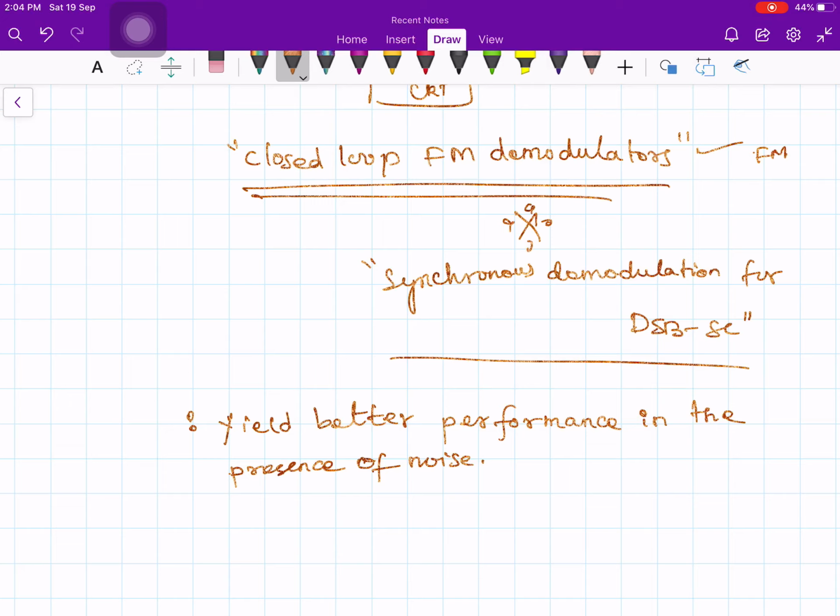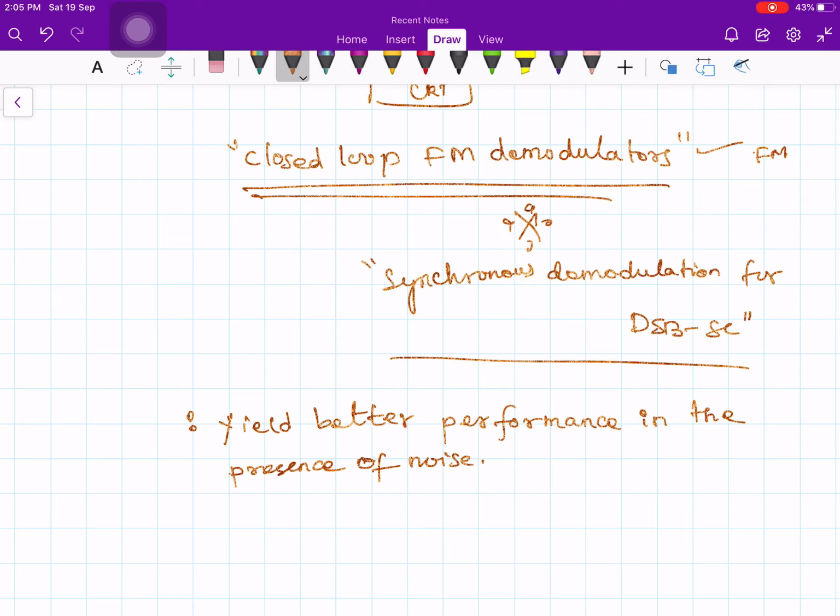When you do that, you will find a very important characteristic. The important characteristic that we will study later is that FM in general is better in the presence of noise. Therefore this closed loop FM demodulator gives superior performance in the presence of noise. That is why it is the preferred modulation to use in music broadcasting.